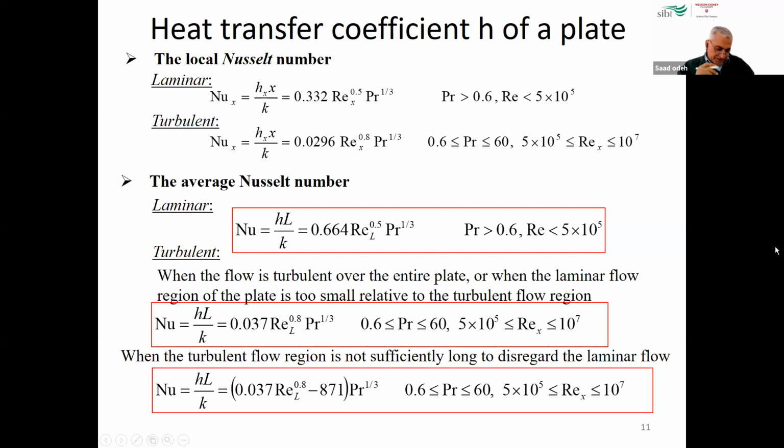Okay, no one there. Okay, so this is the last thing, like this is the summary of our talk about heat transfer by convection. These are the three major equations, please remember them.